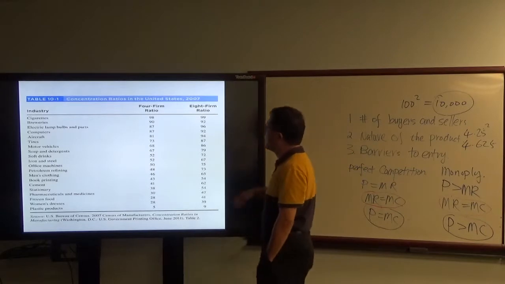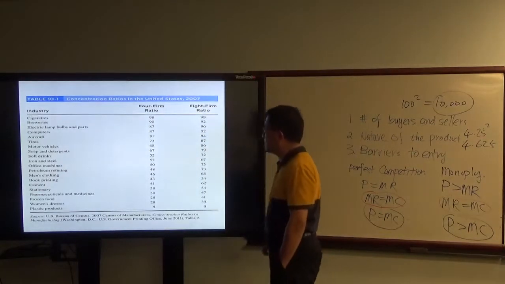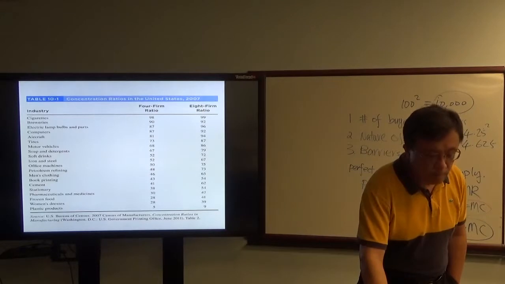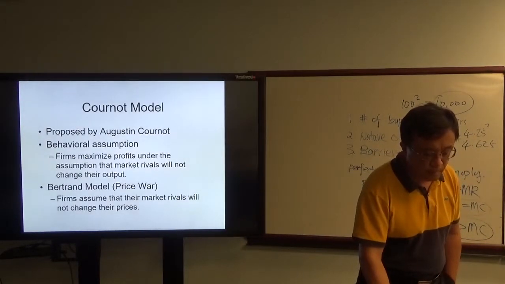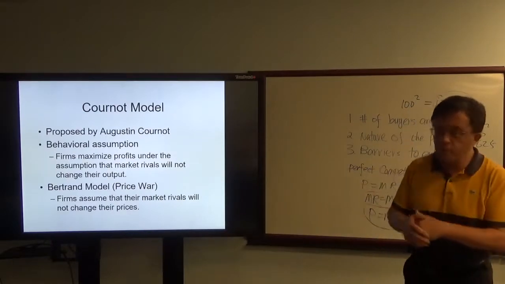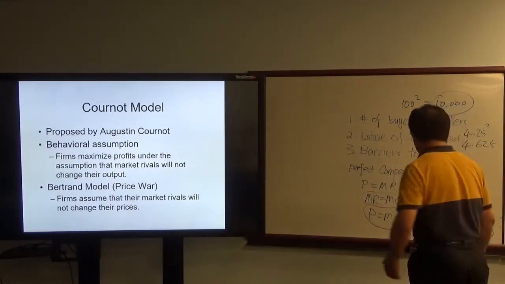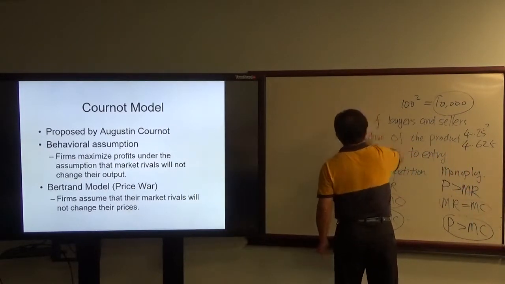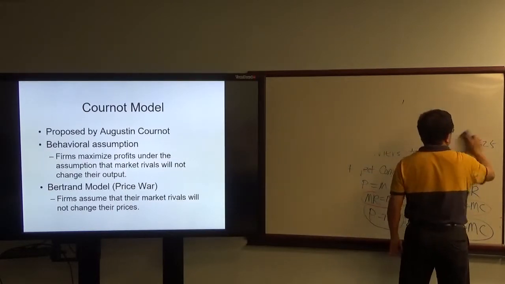The 4 largest companies in the tobacco industry control 98% of market share. Now, if we take a look at the duopoly. Duopoly means there are only 2 companies competing against each other.